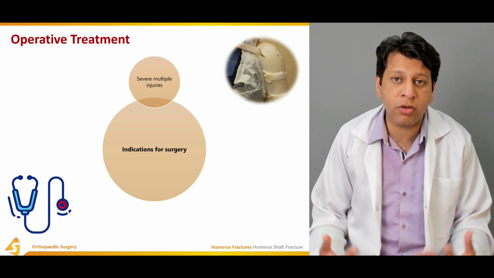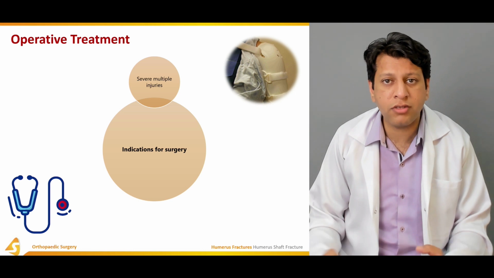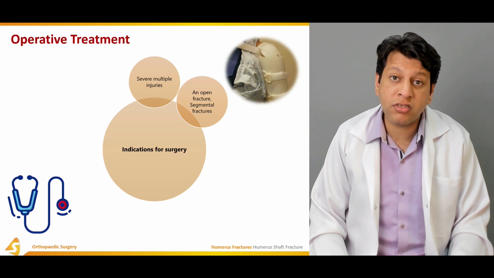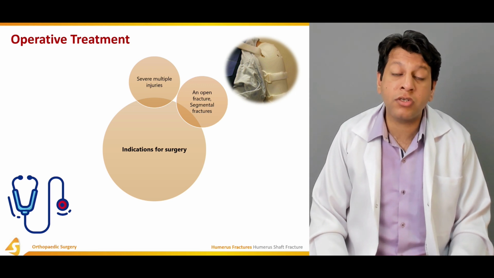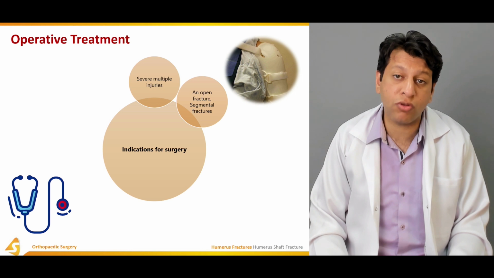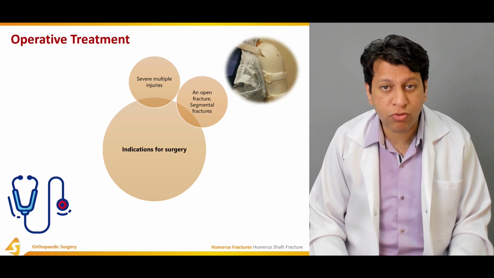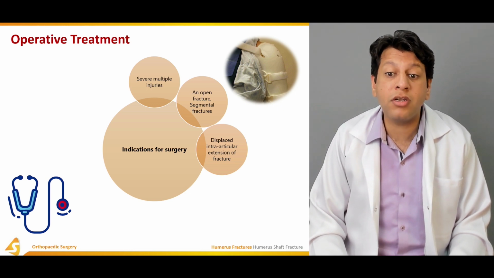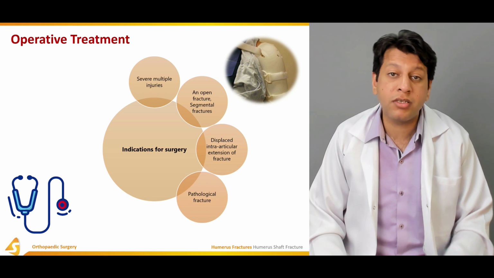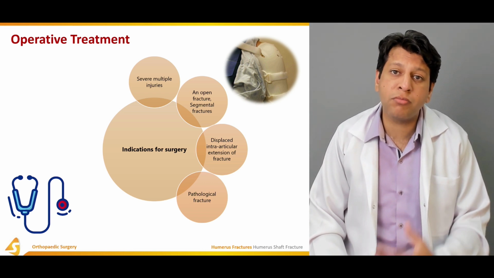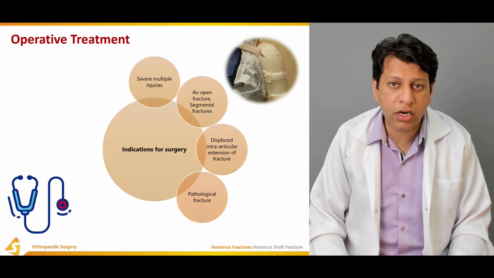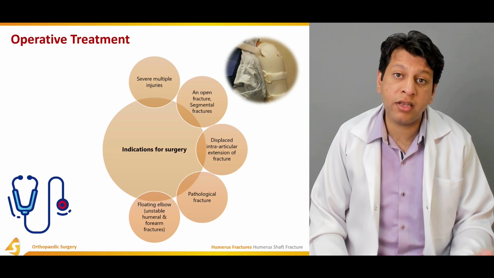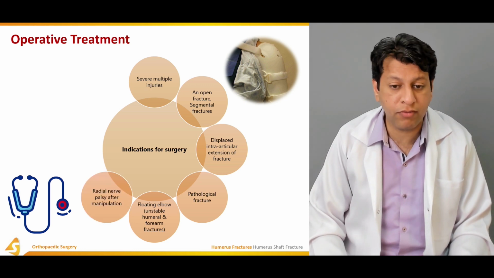In this kind of polytrauma, you have to fix the radius ulna as well as the humerus. Usually, if it's an open fracture or segmental fracture, a segmental fracture is indicative of very high energy trauma along with the open fracture. Then probably we have to go for operative treatment of the shaft of the humerus fracture. Either there is a displaced intra-articular extension of the fragment, or it's a pathological fracture. A pathological fracture must be fixed, even if it is an undisplaced fracture. It's a floating elbow, as I told you. In case of high energy polytrauma, there may be an associated floating elbow.